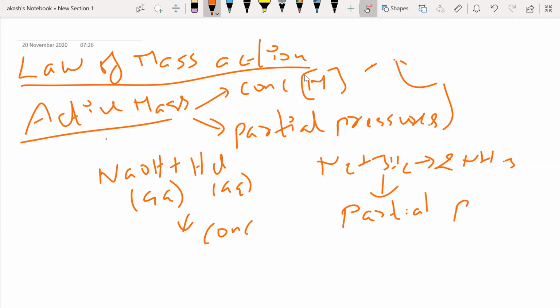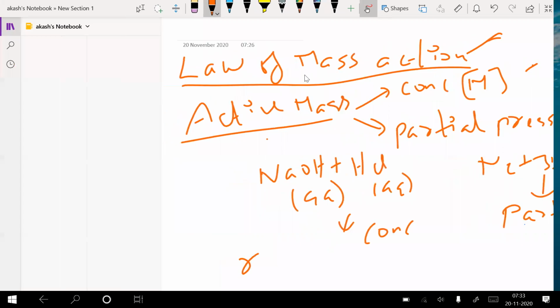Okay, right. Now that is understood. We understood what we mean by active mass. Now you look at the statement of the law of mass action. What does it say? It says the rate of a chemical reaction, the overall rate of a reaction, if I call it R. They are telling us, okay, actually, let me make a page for this.